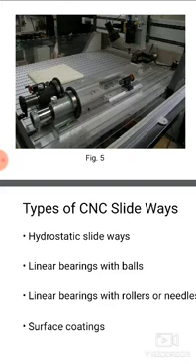Next, linear bearing with roller needle surface coating. So these are the four different types of CNC slide ways. The first one is hydrostatic slide ways. So what are hydrostatic slide ways?